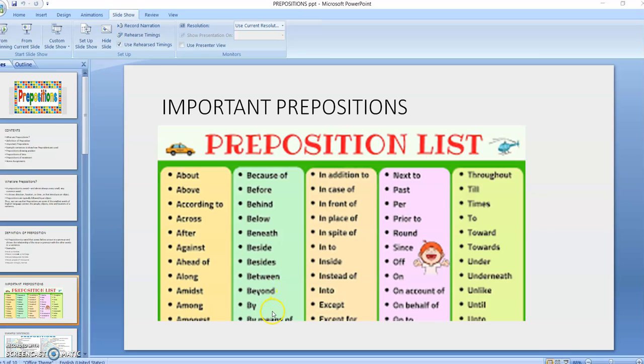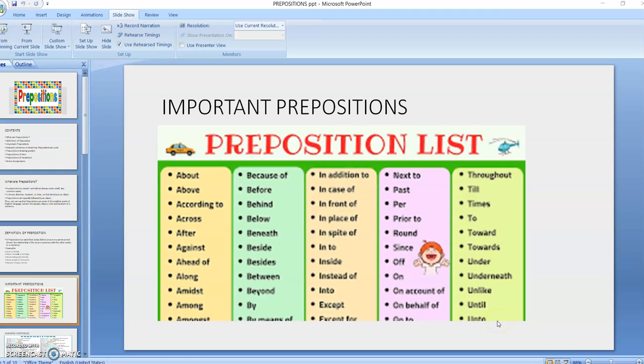Between, beyond, by means of. In addition to, in case of, in front of, in place of, in spite of, into, inside, instead of, except for, next to, past, per, prior to, round, since, of, on account of, on behalf of, onto, throughout, till, times, to, toward, towards. Again, the difference in both the words is just an S, but the meaning is totally different. Under, underneath, unlike, until, up to.